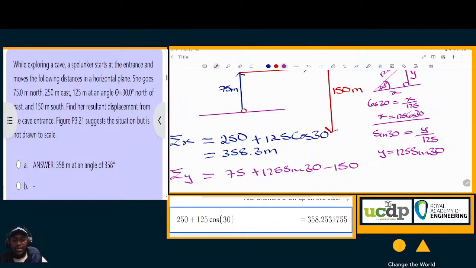So once you've done that, now you can punch your values. That would be 75 plus 125 sine 30 minus 150. You get negative 12.5 meters. Remember, this is displacement. So this is the resultant displacement that we have.